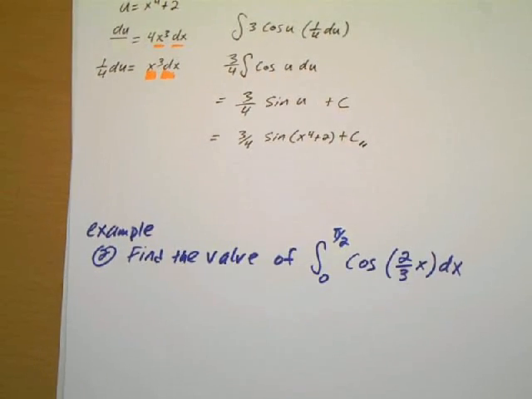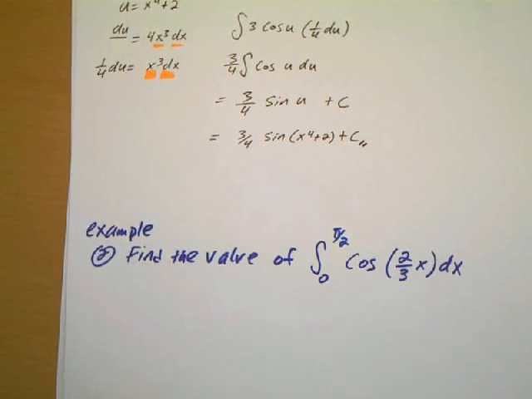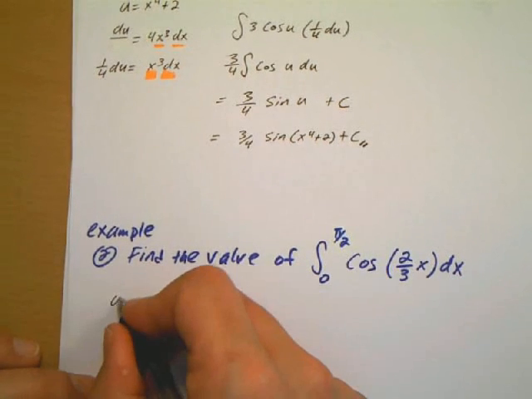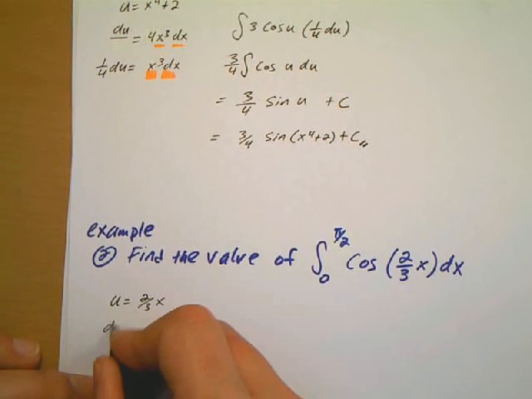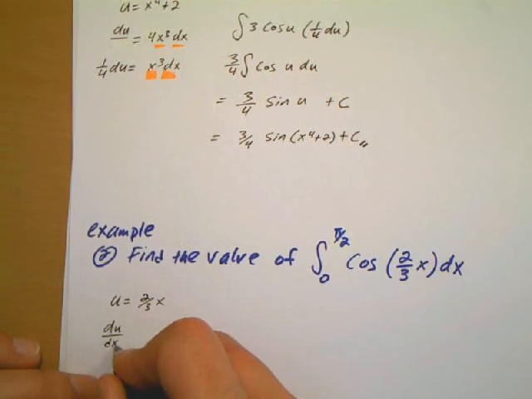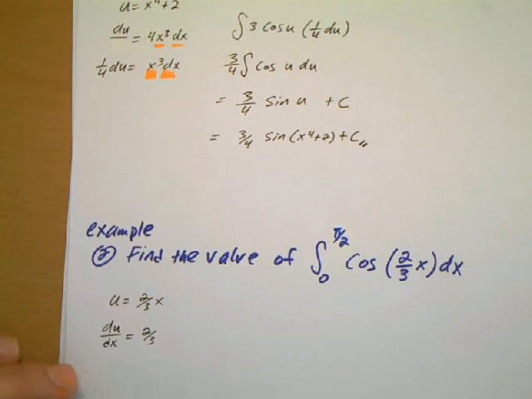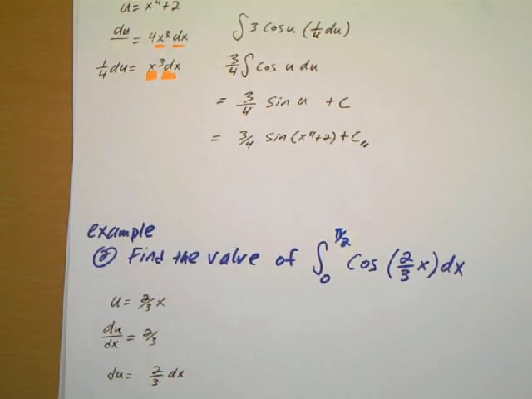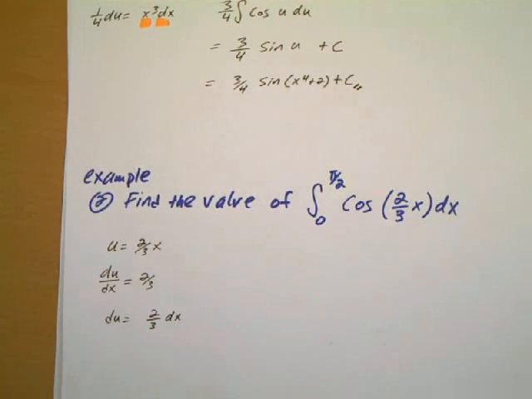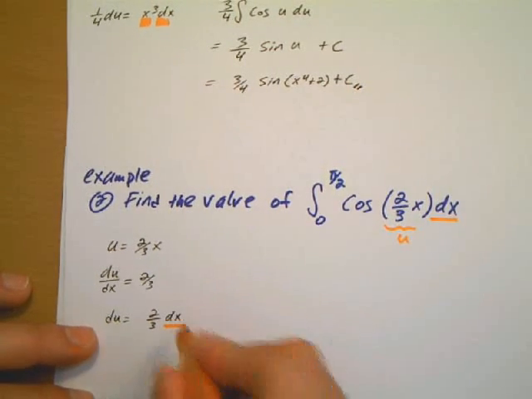For example 2, I have a definite integral, which means I have upper and lower limits. So the same strategy, I will do a u sub: 2 over 3 x. The derivative of that with respect to x is 2 over 3. Multiply the dx over, so du is equal to 2 over 3 dx. So this is going to be my u. This over here is the dx.